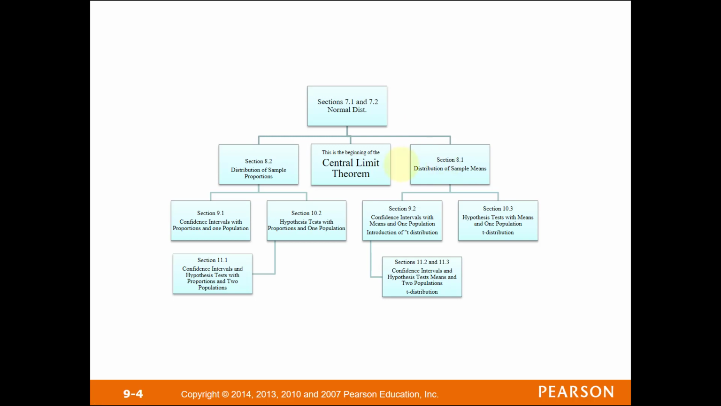But right now, you have to remember everything about the normal distribution, 7.1 and 7.2. You need to understand everything about the distribution of the sample proportions in 8.2. You need to review, not a lot, but a little bit, what we covered in 9.1. And now we're in 10.2, hypothesis test with proportions. Again, we're going to test claims about population proportions p using sample information, specifically sample proportions p-hat.